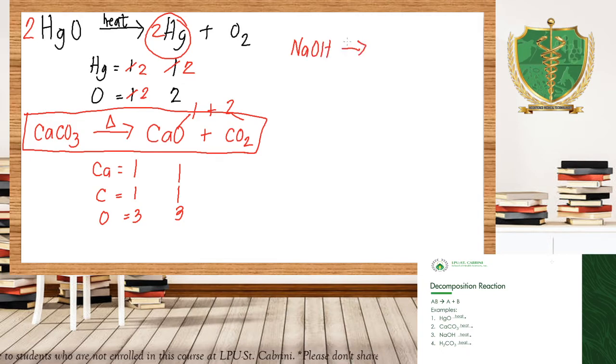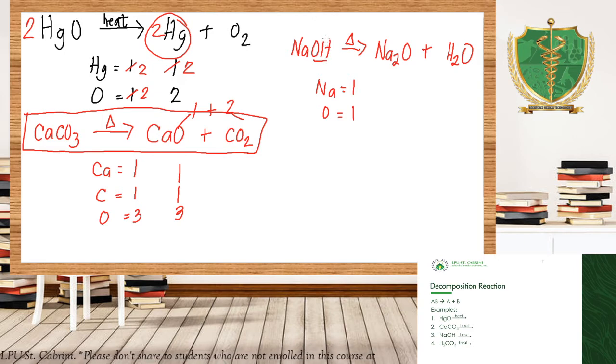No? The decomposition of sodium hydroxide will give you sodium oxide plus water. Okay, sodium oxide plus water. The question is, do we have a balanced equation? Let's check it. Okay, so we have sodium, 1, oxygen, 1. Remember guys, this is a polyatomic ion, right? Yes, this is a polyatomic ion.